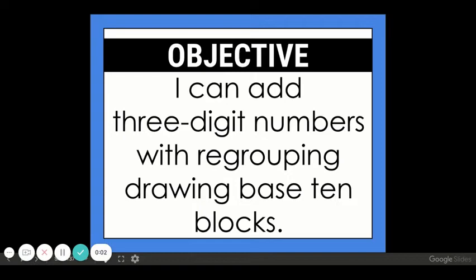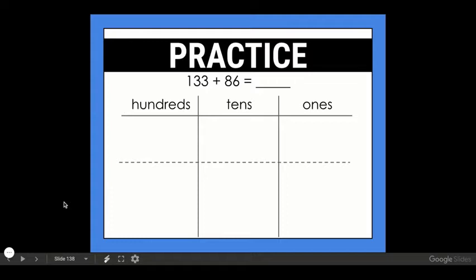Our objective for today is: I can add 3-digit numbers with regrouping, drawing base 10 blocks. So I will do this first one just to give you a reminder, and then the next 3 you are going to do with me. So our first one is 133 plus 86.